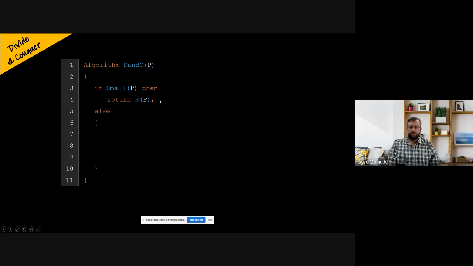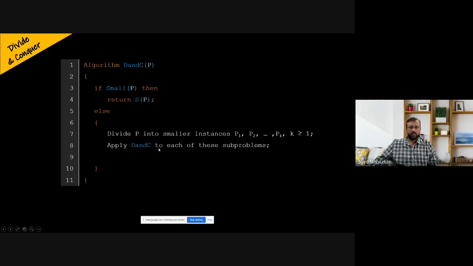Else, if the problem P is large, then we divide the problem. Remember that this is not specific to sorting, finding minimum or maximum, merge sort, or any other application. This is the general algorithm. So we divide P into smaller instances or sub-problems, P1, P2 till Pk, where k is greater than or equal to 1. Obviously, when we are dividing, it has to be greater than or equal to 1. Then we apply divide and conquer to each of these sub-problems, P1, P2, till Pk.